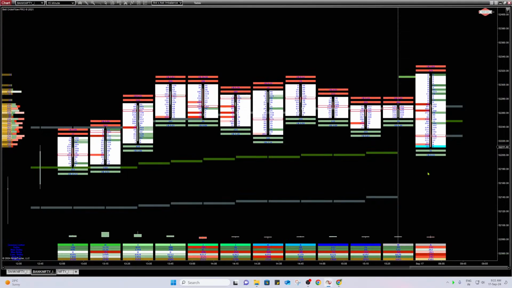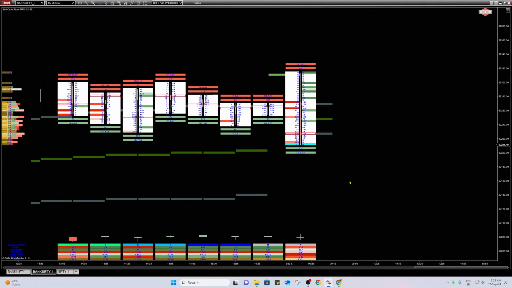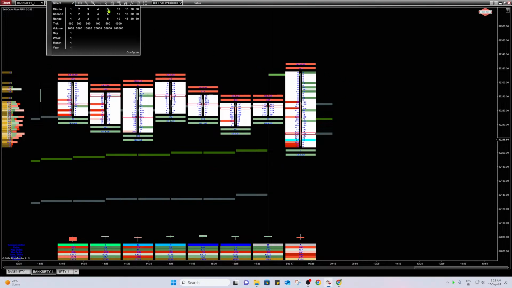Today we will be seeing the order flow. The market has just started. This is the 15-minute candle and the market is going down, and I will shift to the 5-minute candle to see what happened.